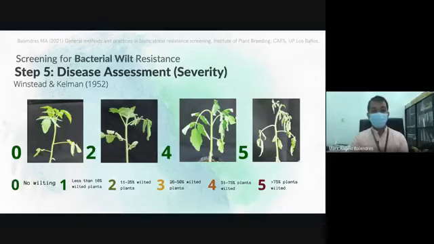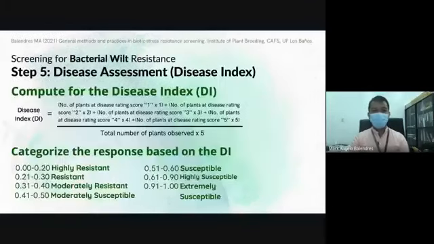So you'll do a little bit of math, but it's not very complicated. You just need to put the numbers. There's a formula: you put the number of plants with a rating of 1, add the number of plants with a rating of 2, and then divide that by the total number of plants observed multiplied by the highest rating, which is 5. Based on that, you get the disease index per line, from 0.0 to 1. It can be converted into a percentage if you multiply by 100.